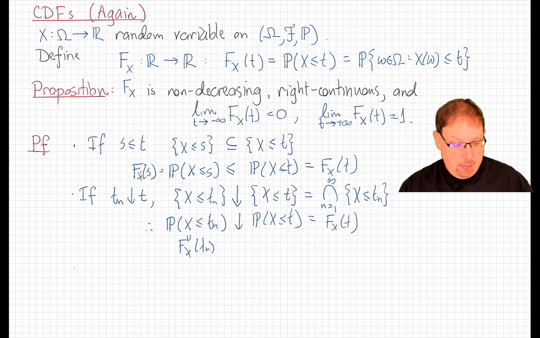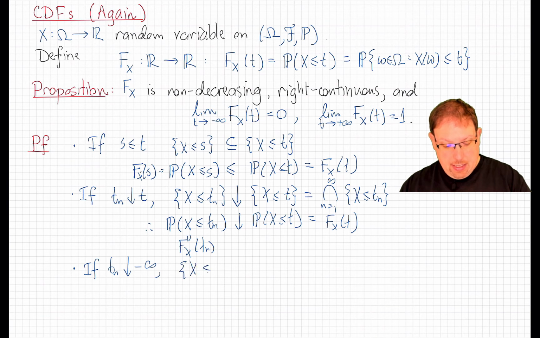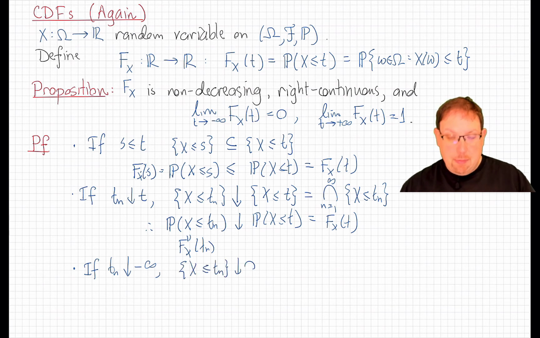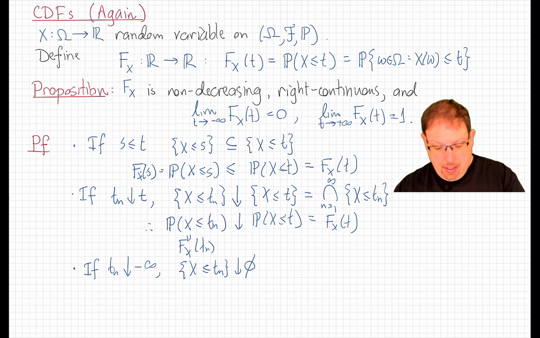And for the limits at plus and minus infinity, we just note that if T_n is a sequence that decreases to minus infinity, then the event that X is less than or equal to T_n decreases to the empty set. There is no outcome in which X of that outcome is less than or equal to every real number, because the variable X is real valued. And so whatever values it takes, they must be in the real line. And that means, again, by the continuity of the probability measure, that the probability that X is less than or equal to T_n decreases to 0. And so that gives us the limit of F_X of T_n being 0.